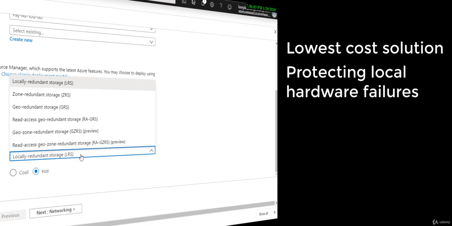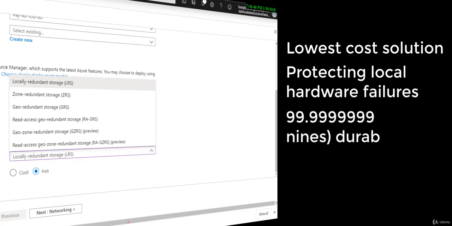So LRS is most appropriate in scenarios where your application stores data that can be easily reconstructed. If data loss occurs, then you may opt for LRS. Some applications are restricted to replicating data only within a country due to data governance requirements. In that case, you may want to pick LRS. LRS provides at least 11 nines durability of objects over a given year.